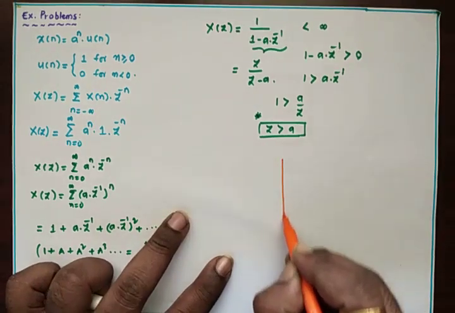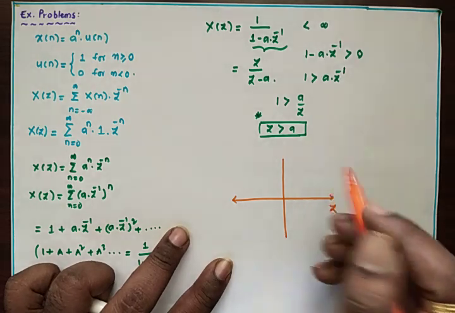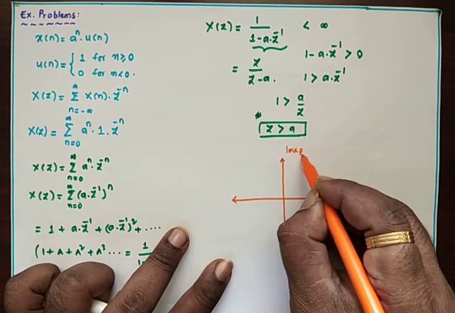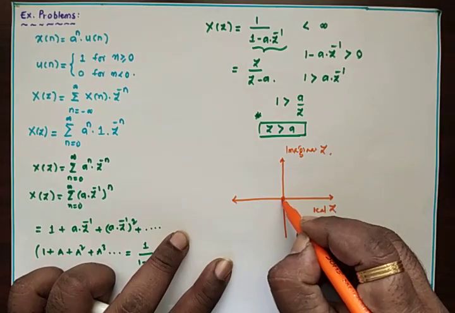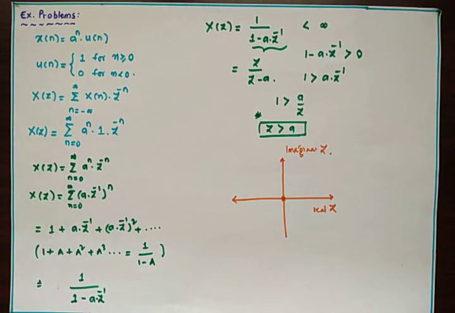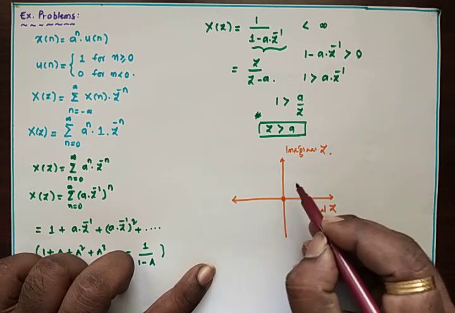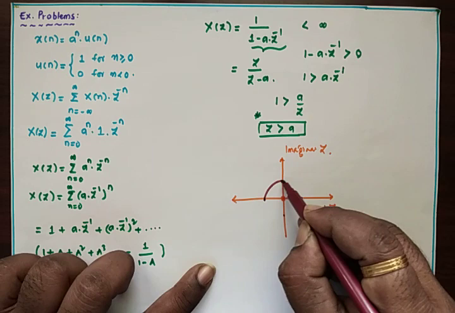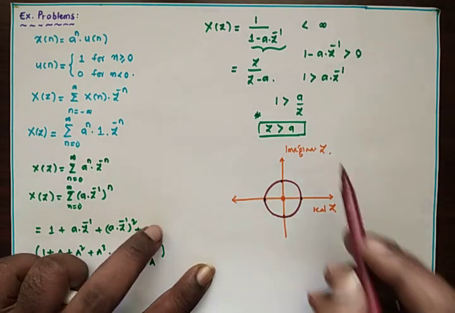Then I am going with the region of convergence. This is the real z, and this is the imaginary z. Then we have the origin. z must be greater than a. Consider this is a; if this is a, this is also a, this is also a, like that you can have the circle. Region of convergence: z must be greater than a.